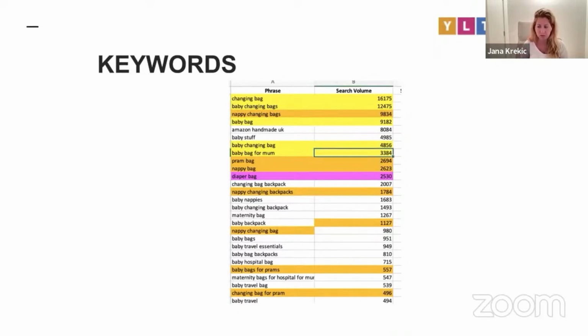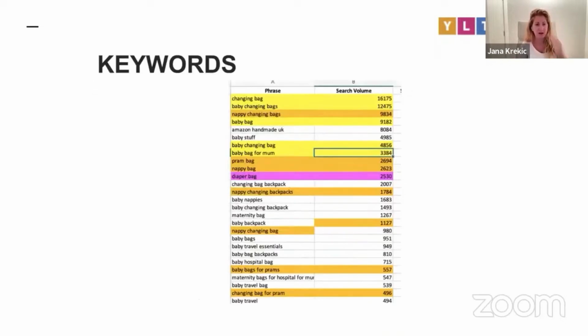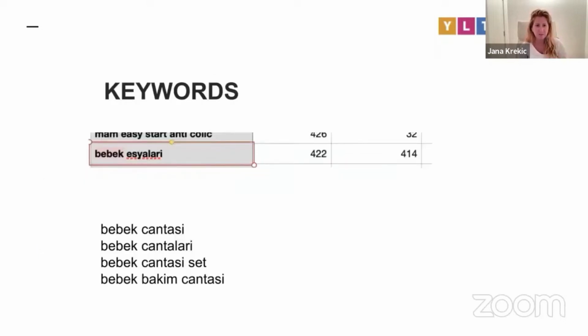First of all, because there are no baby changing stations in the UK, you would have pram bag, nappy changing bag. So this will be everything you'll be missing out on because you'll be copying this keyword list and not making it relevant for a new UK marketplace.